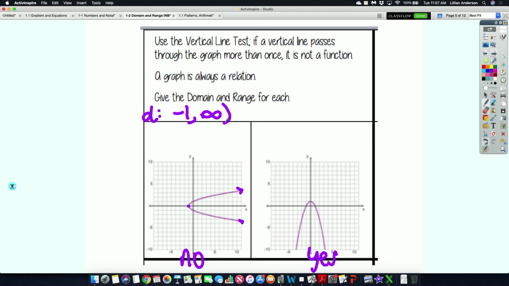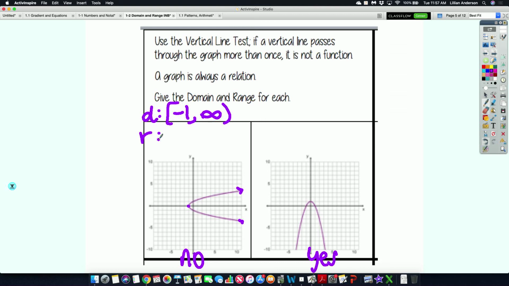After the infinity, what do I need around the -1? A bracket. And remember, if it is defined, use a bracket; if it's not defined, use a parenthesis. Infinities always have a parenthesis. But in this case, since it actually is a closed circle at that vertex, the bracket is right. Okay?